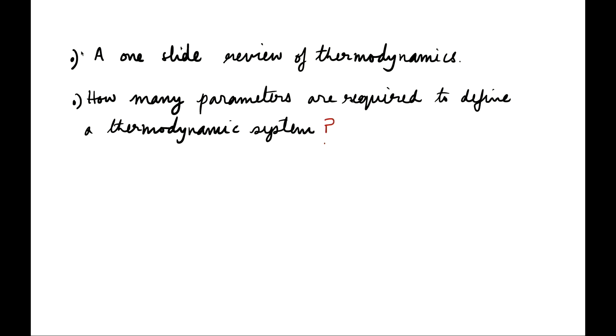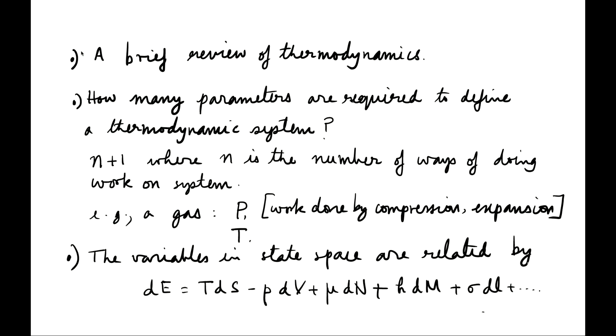Its rho gets fixed. So the answer is that there should be n plus 1 parameters, where n is the number of ways of doing work on the system. For example, for a gas, the way of doing work is through compression or expansion. So that corresponds to pressure or volume. And temperature is another way of supplying, let's say, heat to the system.